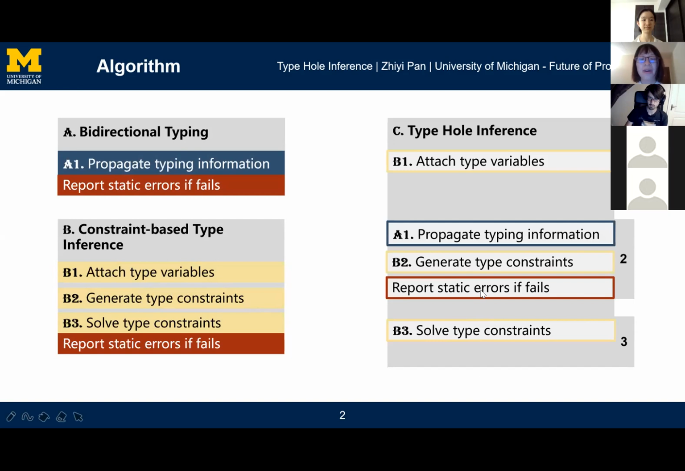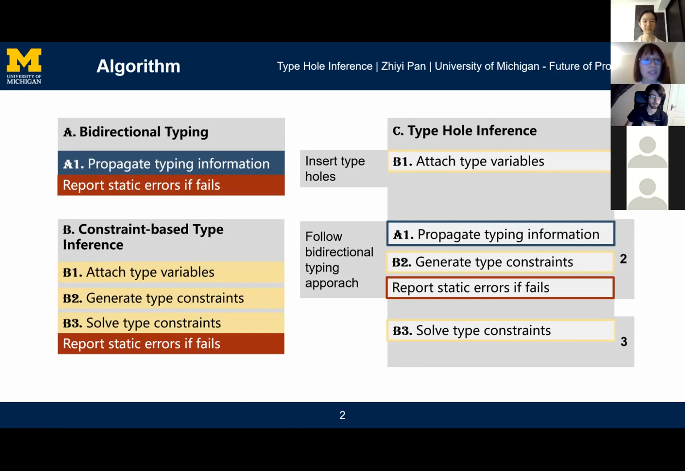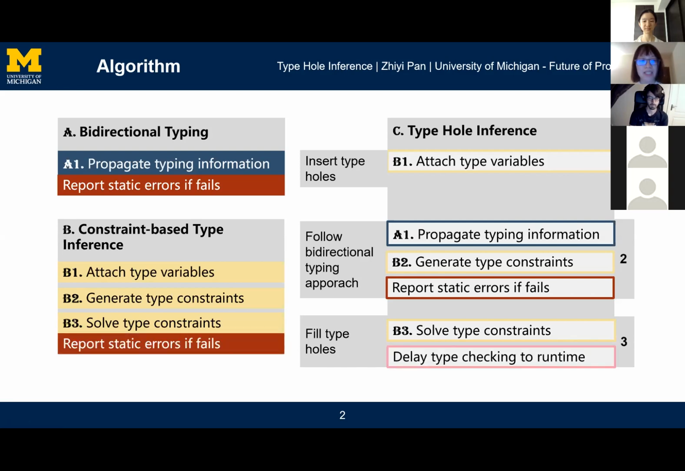In general, we use typos to represent unknown types, then follow the bidirectional typing approach to do basic type inference and type checking, but add a layer on top that uses constraint-based methods to solve types for typos. And if the constraint solver cannot find a proper solution for all typos, we will delay type checking to runtime rather than report a static error. So in this way, we can support gradual typing.